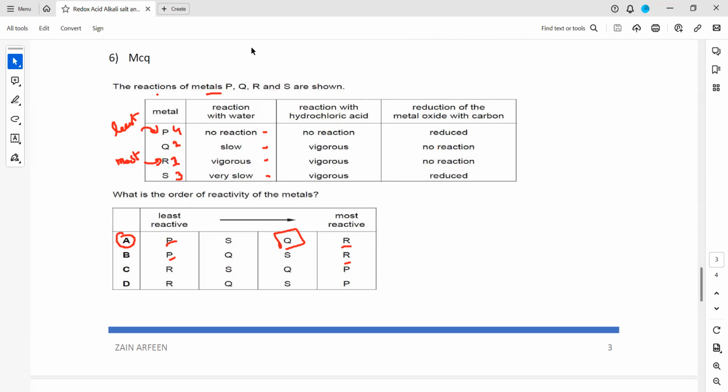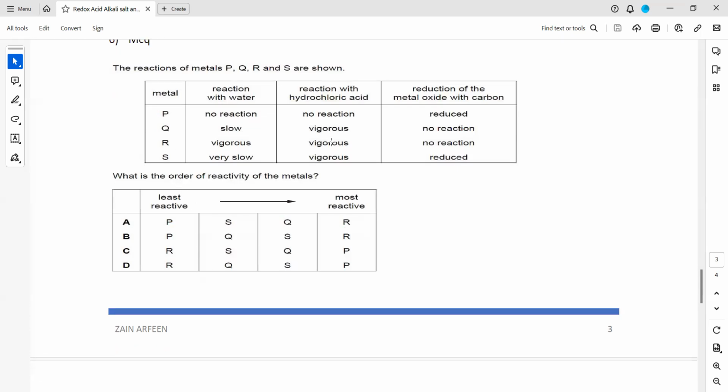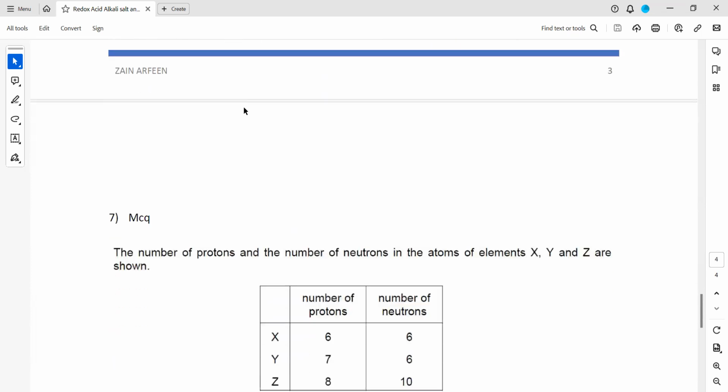Even if we don't check all of them, if we check the first column we can sort out the reactivity. It will give the same, because here vigorous, vigorous, it's difficult to identify; here no reaction, no reaction. So the first column itself gives you the order of the reactivity.